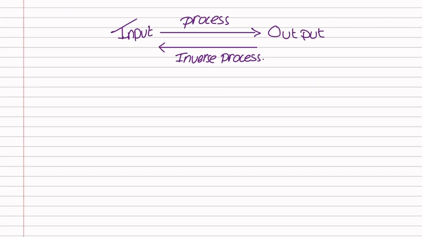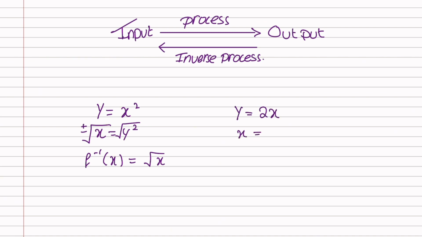If you had y equals x squared, to take its inverse you just switch the y and x, making it x equals y squared, take the square root on either side, choose whether you want it positive or negative based on your domain, and then write it as f inverse of x equals the square root of x. This is your inverse function. To get the inverse of y equals 2x, you just switch the x and y and make y the subject, and then y becomes f inverse of x equals x over 2. Right, this is how to get the inverse function.